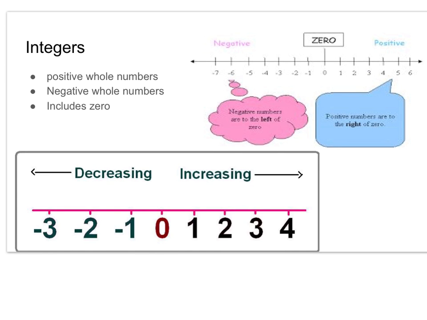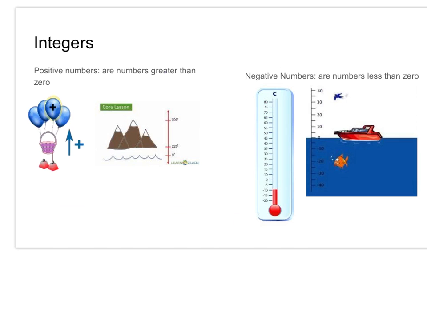Okay, so if we look in our little picture, remember negative numbers are to the left of 0, and our positive numbers are to the right of 0. Also with the number line, as you go more to the right, you're increasing, your numbers becoming greater. As you go more to the left, you're decreasing, your numbers are becoming smaller.